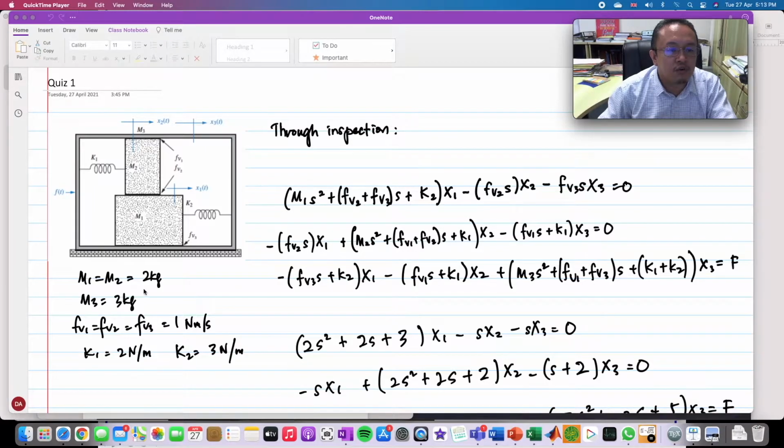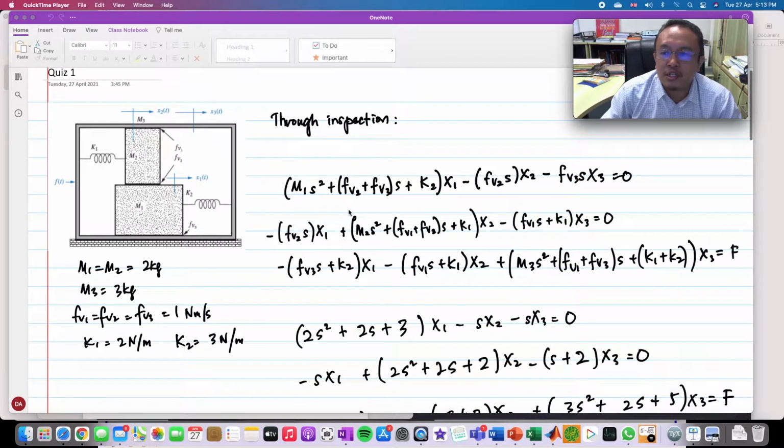And the values for the masses or the blocks: M1 and M2 are 2 kg, M3 is 3 kg. FV1, FV2 and FV3 for the friction equal 1 Newton per meter per second. For the springs, K1 is 2 Newton per meter, K2 is 3 Newton per meter.